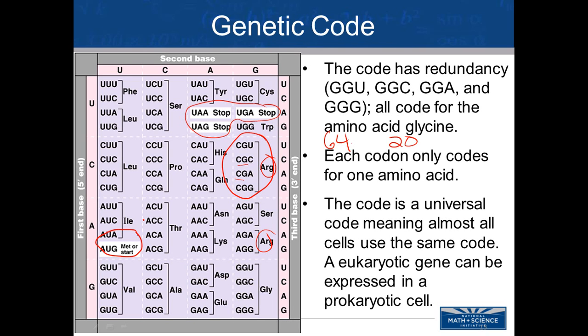There are some exceptions, and here are a few exceptions. In the animal mitochondria, AUA is used for methionine instead of isoleucine, and for vertebrate mitochondria, AGA and AGG are also used as stop codons. And in the paramecium, UAA and UAG represent glutamine instead of stop in a species of paramecia. So there are a few exceptions, but not many.